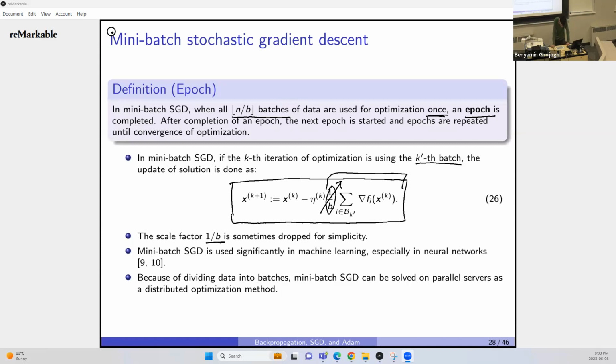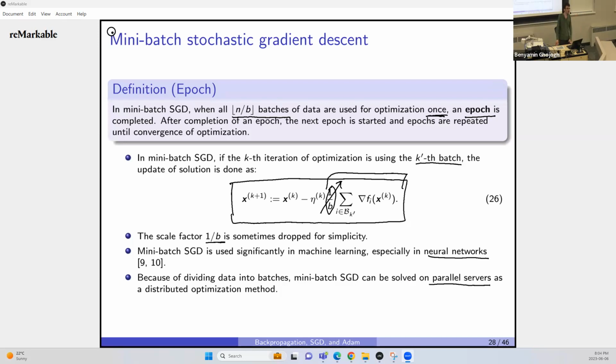Mini batch stochastic gradient descent is used significantly in machine learning, especially in neural networks. It's interesting that in neural networks, whenever they say SGD, they usually mean mini batch SGD. So sometimes in the literature, they are used interchangeably. Because of dividing data into batches, mini batch SGD can be solved on parallel servers. We can do that too. So it can be parallelized.